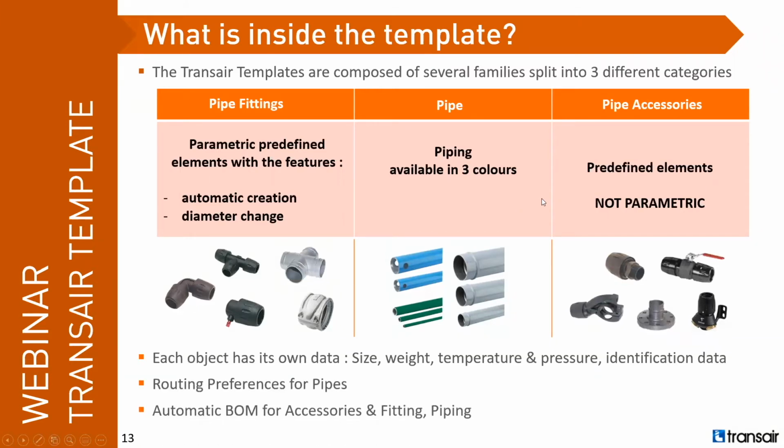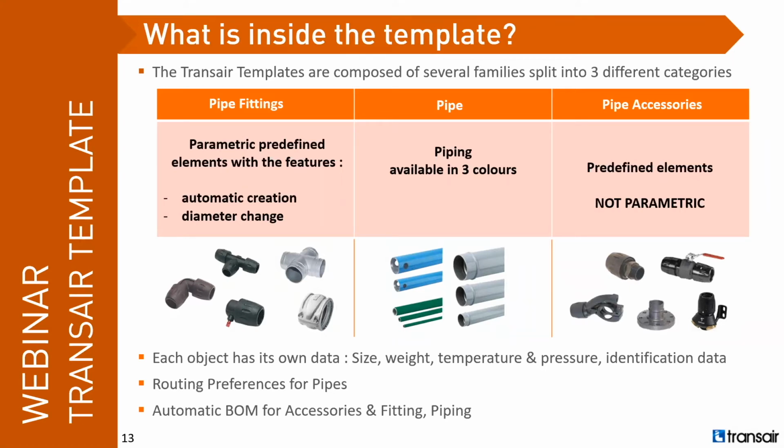And for each one of these objects, it has its own data: size, weight, temperature and pressure, identification data, etc. We also have the routing preferences for pipes, which allow, for example, the automatic creation of the elbows and tees, and also the automatic bill of material for accessories and fittings in one part and piping on another part.